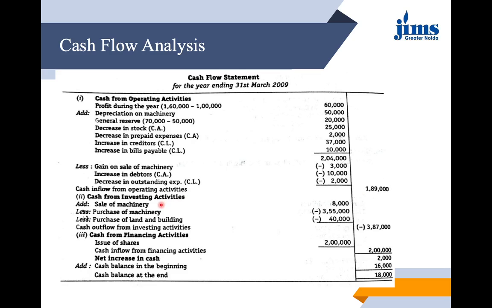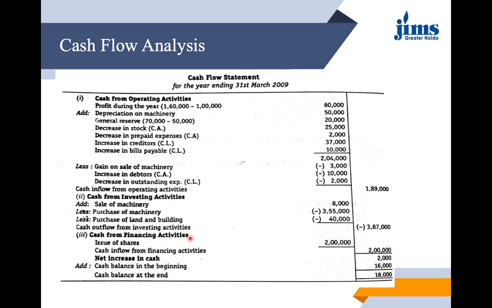The next is cash from investing activities. We are able to see that we have sold machinery, so we have added that for rupees 8,000. We have purchased machinery for 3,50,000, so we have written it with a minus. In the same way, land and building is also increased, so we have purchased land and building also for 40,000. So finally, there is a cash outflow from investing activities of 3,87,000.